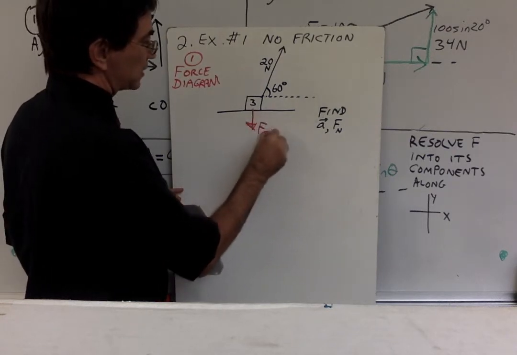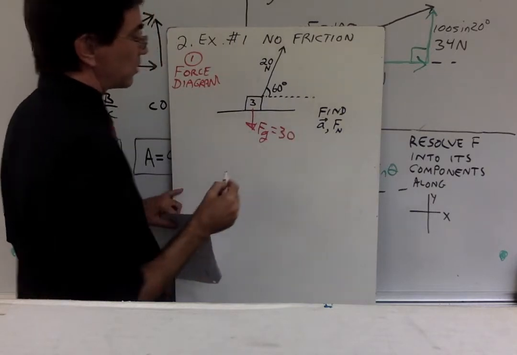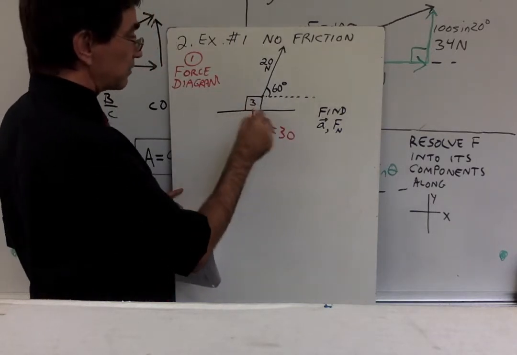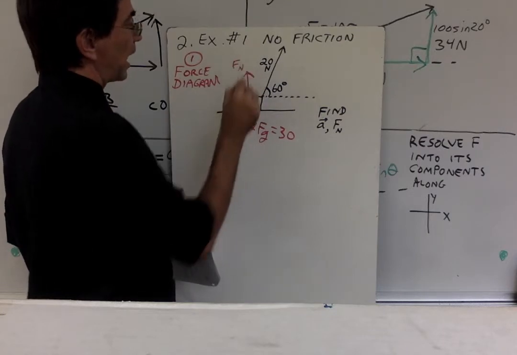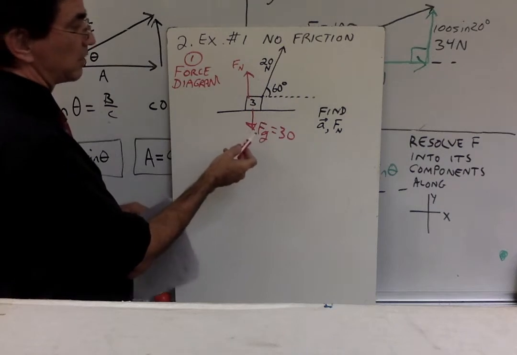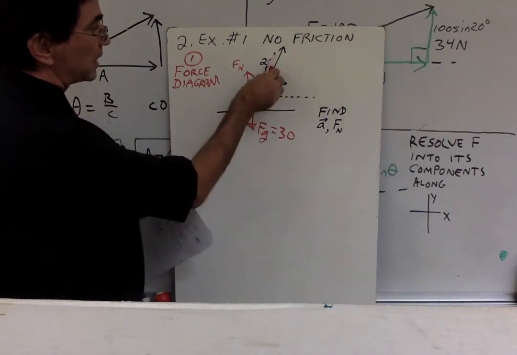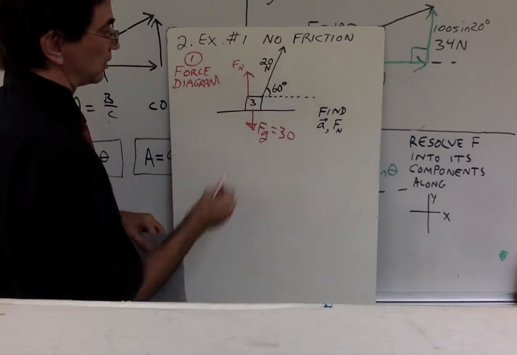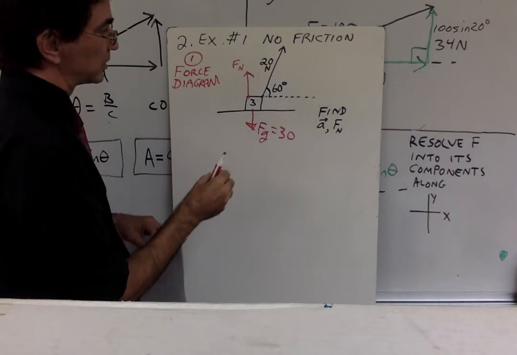Gravity down, and on a force diagram you want to draw arrows, labels, and then numbers if you know them. I know gravity's 30. It's on a flat surface, so normal force up, Fn. Now, is the value of Fn equal to 30? You should pause the video and think about that, and the answer is definitely not, no, because this force is also here. This object has 3 forces on it, including this handle force.